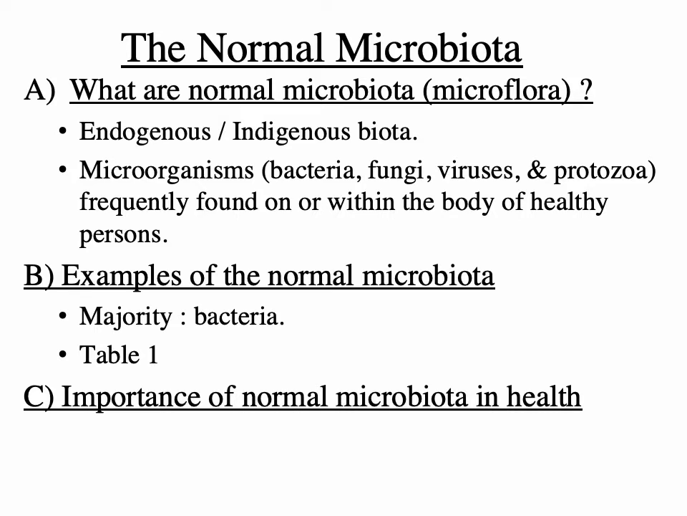Normal microbiota is basically defined as endogenous or indigenous biota. Endogenous, indigenous means that they are there naturally or all the time, or are the first ones to come. These include bacteria, fungi, viruses, and protozoa, which are frequently found on or within the body of a healthy person.